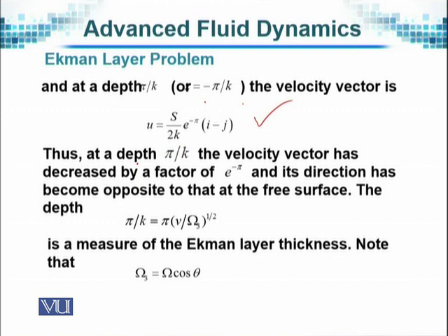Thus, at a depth of pi over k, the velocity vector has decreased by a factor of e to the power minus pi, as can be seen from here, and its direction has become opposite to that at the free surface. The depth pi over k can be quantified as this quantity. It is a measure of the Ekman layer thickness. The higher it is, the thicker is the Ekman layer, and note that omega 3 is equal to omega into cos theta. So the quantified quantities are as given.